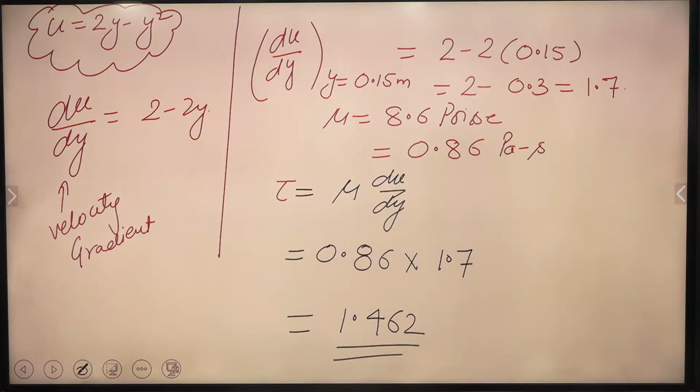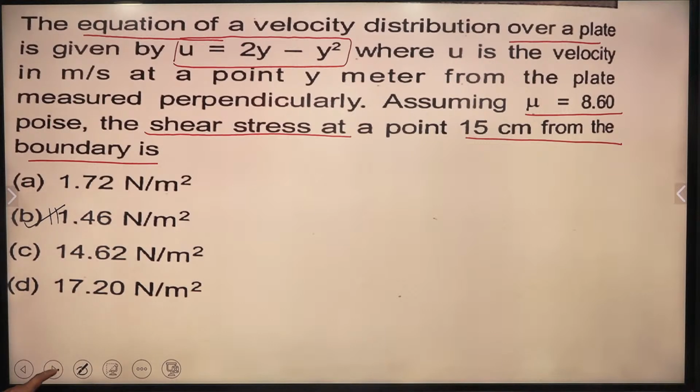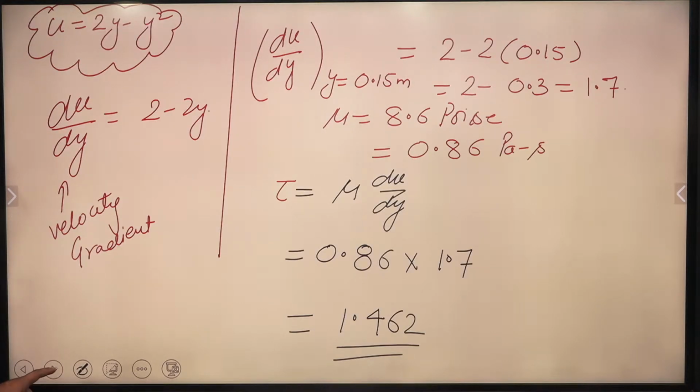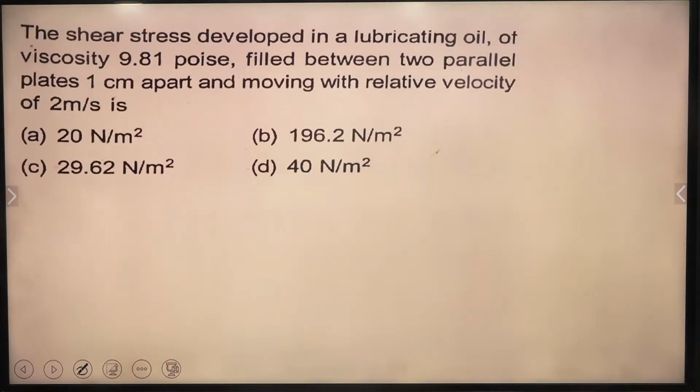Option B, 1.462. Very good. Option B will be the answer, 1.462 Newton per meter square. Right? Option B. You can see, although 14.62 is there, so don't get confused. So do the calculation carefully. So next question.